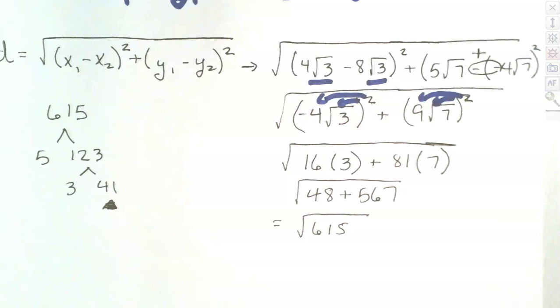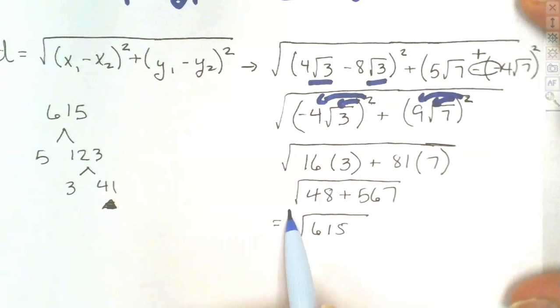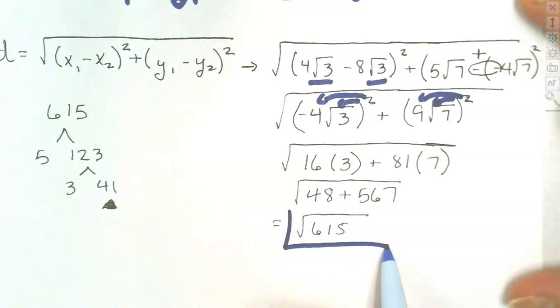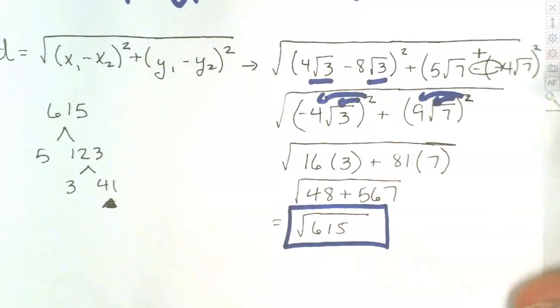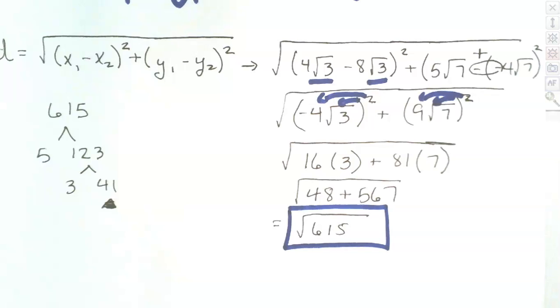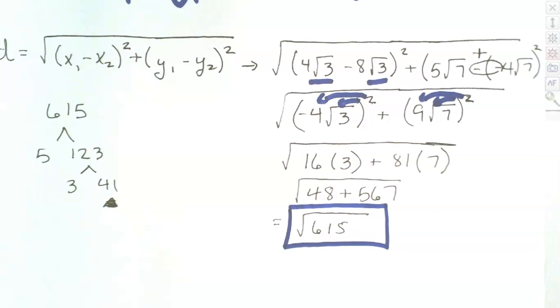Nope, just like using the quadratic formula. If there's no pairs that you can factor out, then everything just stays the same. So what would my final answer be? Then on this one, it would be the square root of 615. Does everyone see how I did that? So I labeled my ordered pairs. I plugged them into the formula.